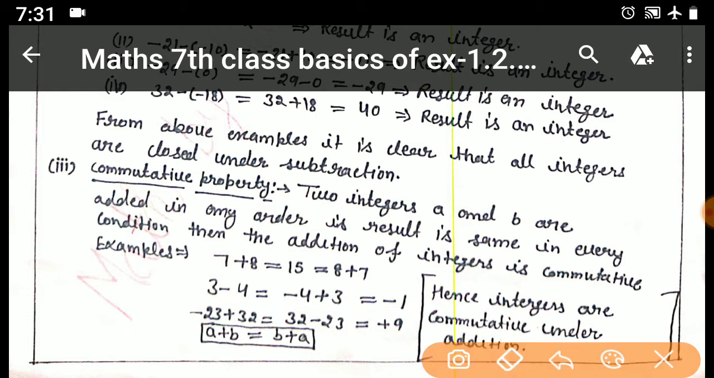This is the representation to memorize the commutative property. If a plus b and b plus a are equal, then the integers are commutative.